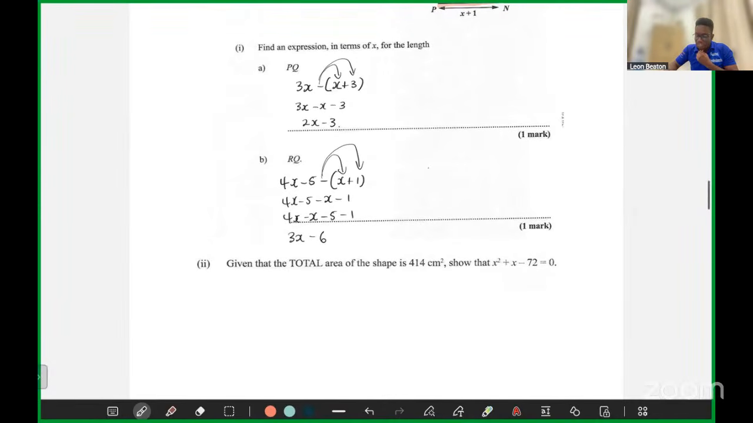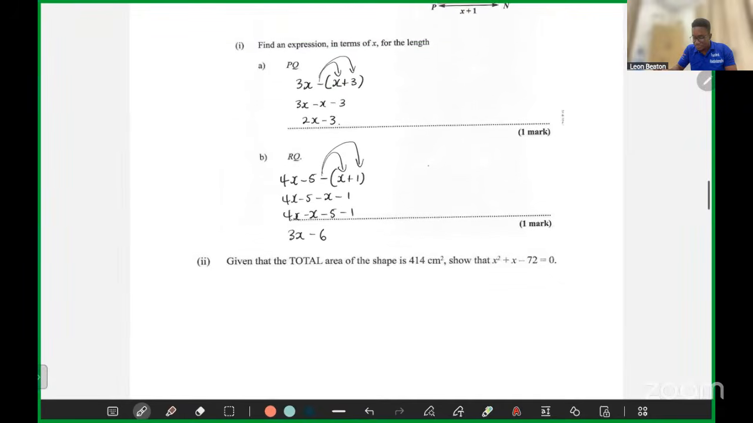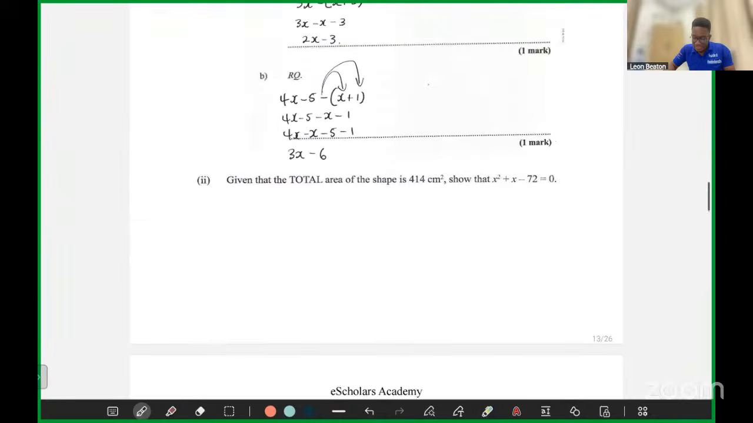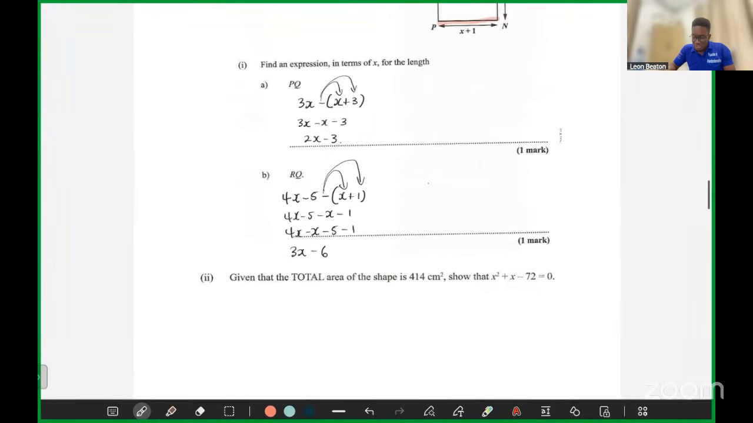Given that the total area of the shape is 414, show that x plus x squared plus x minus 72 is equal to 0. All right, let me see. I think I'll stop at this question. So we want to show that the area is this. They told us that the area of the shape is this, and we want to show this.